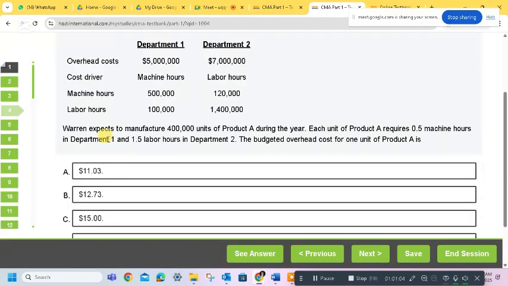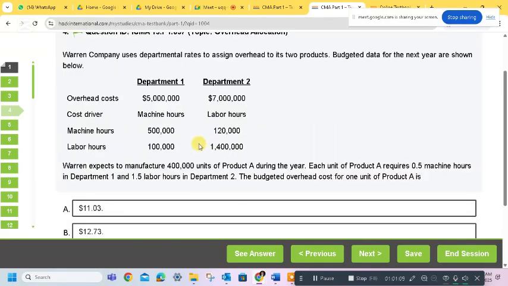What's the requirement? The budgeted overhead cost for 1 unit of product A. Warren Company uses departmental rates to assign overheads to its 2 products. Budgeted data for the next year are shown below. Overhead cost in Department 1, Department 2. Cost driver: machine hours, labor hours. Warren expects to manufacture 400,000 units of product A during the year. Each unit of A requires 0.5 machine hours in Department 1 and 1.5 labor hours in Department 2. Budgeted cost of this.